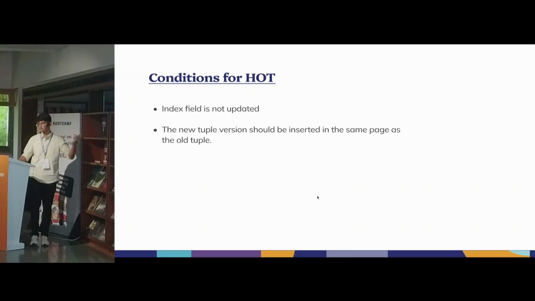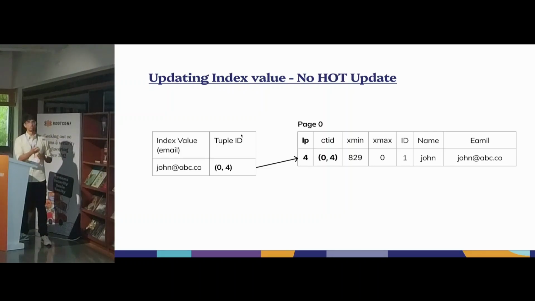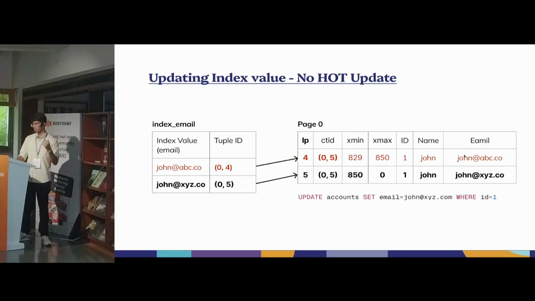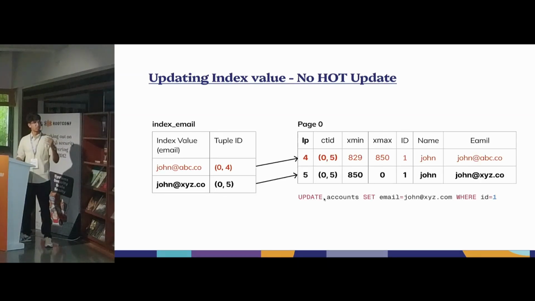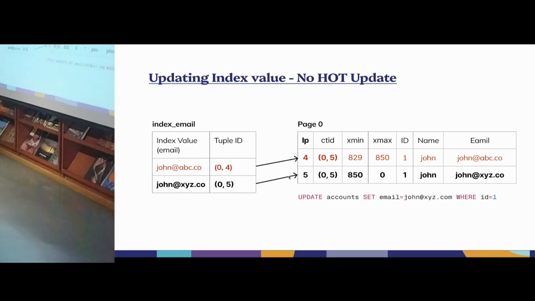Let's start with condition 1. Let's say you're updating the index value. You would not rely on the HOT update, right? And this actually makes sense because for this example, we have an index on the email field, and you can see the index entry john@abc.co is pointing to tuple 0,4. And when you do an update, you would end up with a new tuple. But this time I'm actually updating the index value itself. The email field is actually updated. So in this case, it makes sense to update the index because you're updating the index column itself and the index has to be updated. So you would not see a redirect. Postgres will actually construct that new index entry and point it to the new tuple.